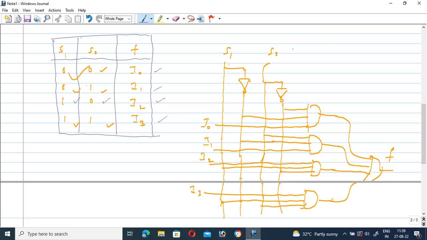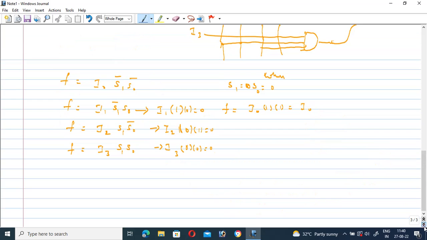So this is a logic diagram. This S0 and S1 are the selection lines, these are the input lines. This is the output function, F is the output function. So this is the operation of the 4x1 multiplexer. I hope this video is very helpful for you.